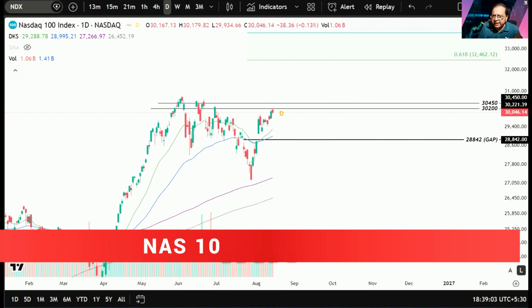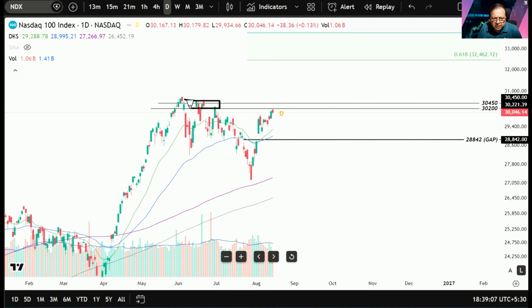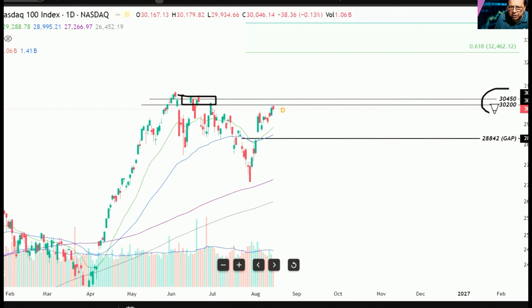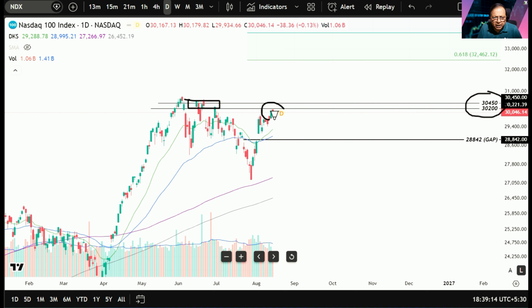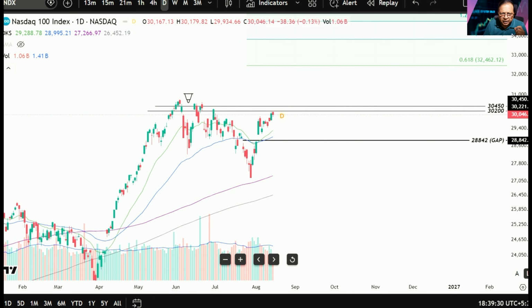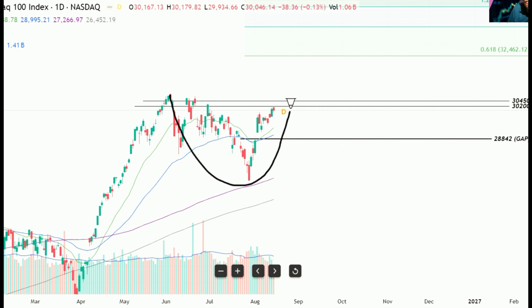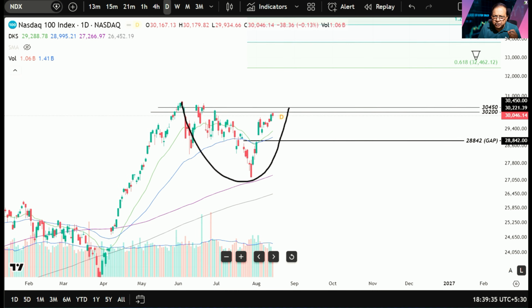When we look at the daily price chart, we can see the price has already reached the supply area from 30,200 to 30,450. Some loss of momentum can be seen, and this is a good sign. Once price consolidates and then gives a breakout, there could be a healthy breakout of this particular index. And then you can project the target using this upcoming chart pattern.